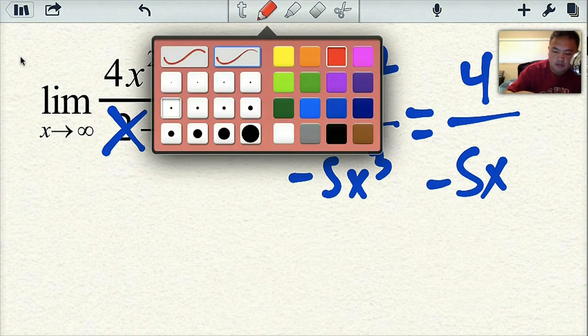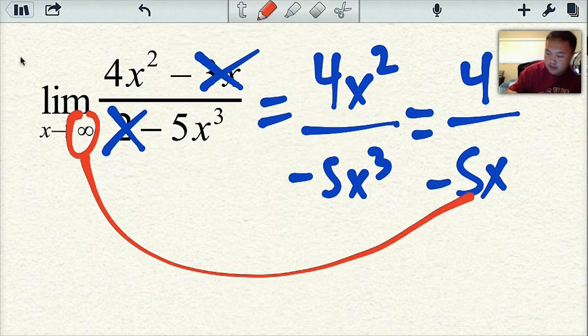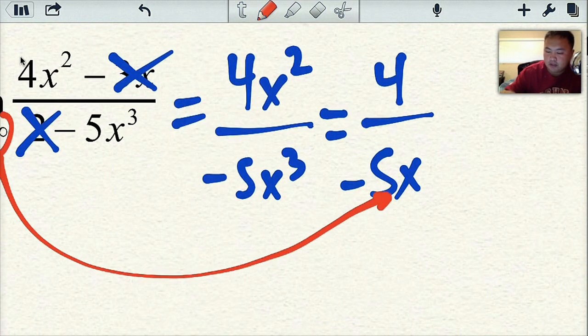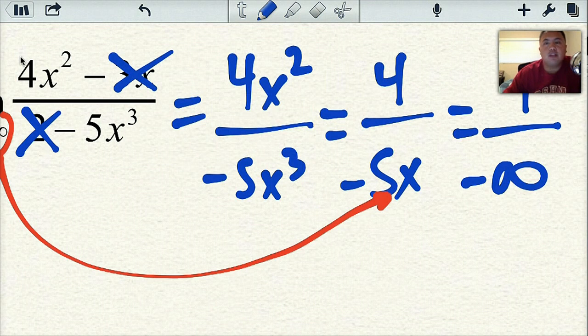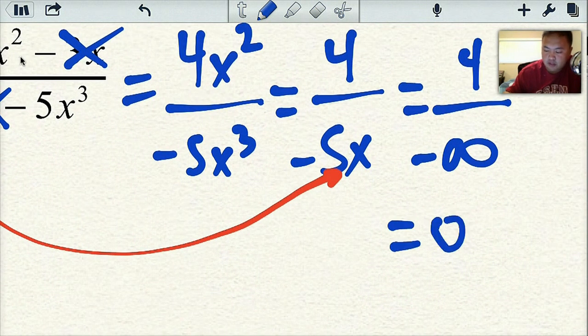Take my infinity and plug it in to x. You'll notice if I plug in infinity into x, I'm going to get 4 over infinity times the negative 5, which will be negative infinity. You may be saying, what is 4 over negative infinity? What is 4 over a very, very large number? Anything that is divided by infinity, the answer is always 0.